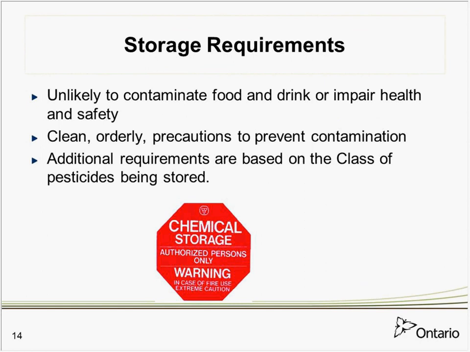Whenever you have purchased a pesticide and you're going to be using it, and it's going to be in storage, there are stringent storage requirements, which vary according to class. So Class 2 commercial products are the more hazardous, persistent products, which have the greater potential for adverse effects. And then Class 4 are still commercial products, but not as risky, I guess. But for all pesticides, they have to be unlikely to contaminate food or impair health or safety, which is hopefully obvious.